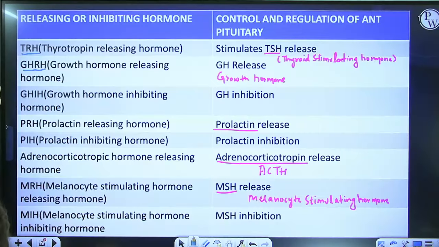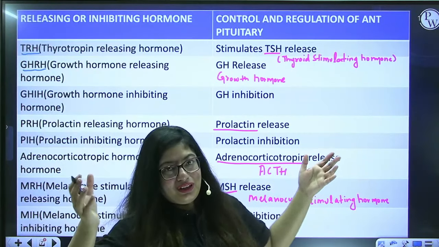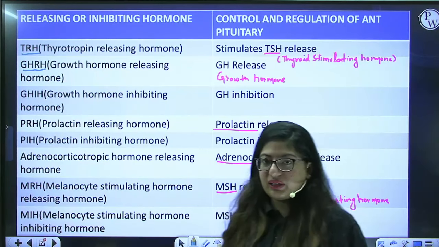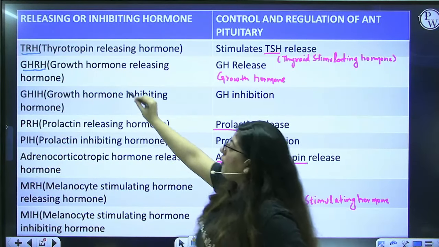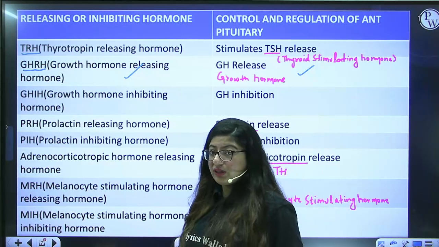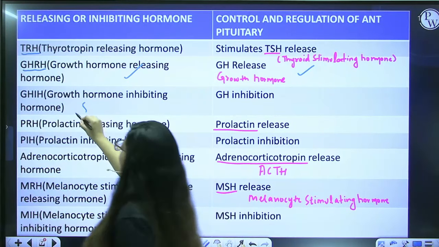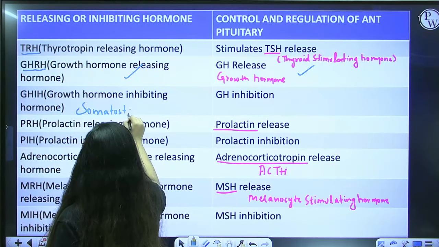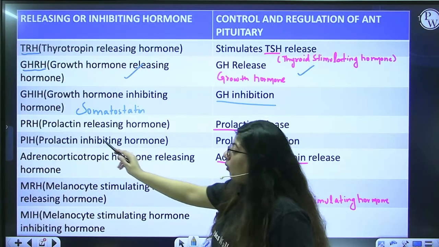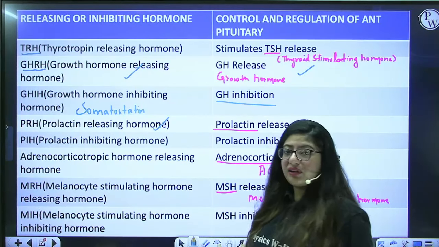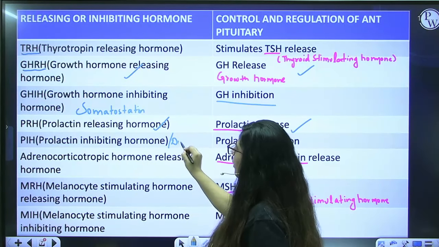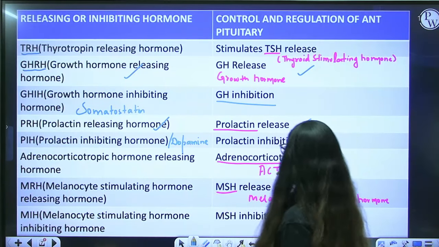Most of you get confused in the exam, or you do not read it carefully. So N and H are very small. N will always be in small letters, and H will be in capital letter. So this is a releasing hormone for growth hormone. If the hypothalamus is secreting GHRH, the anterior pituitary can release GH. But if the hypothalamus is secreting GHIH, which is somatostatin, GH cannot be released. Now, if the hypothalamus is secreting PRH, prolactin releasing hormone, the anterior pituitary can secrete prolactin. If it is secreting PIH, which is equivalent to dopamine, then prolactin will never be released.